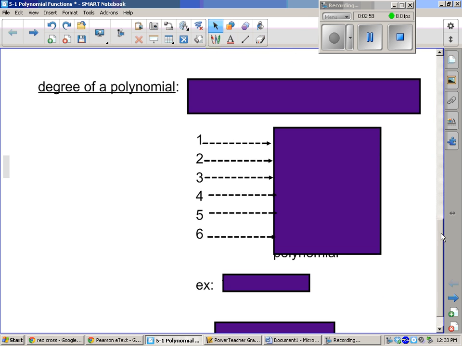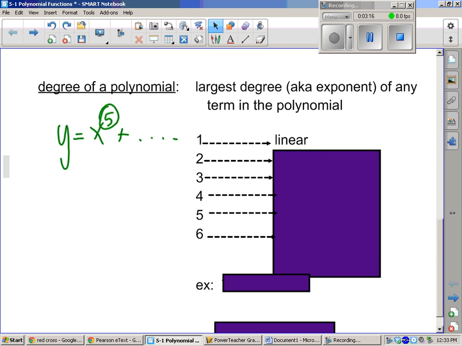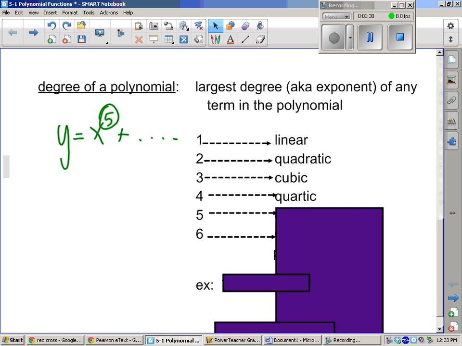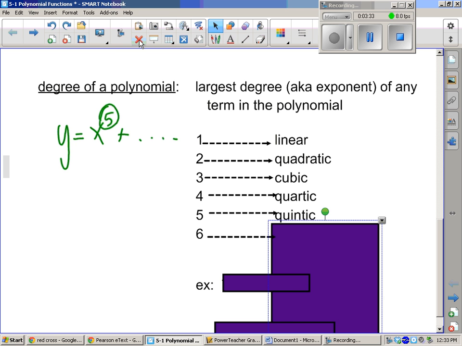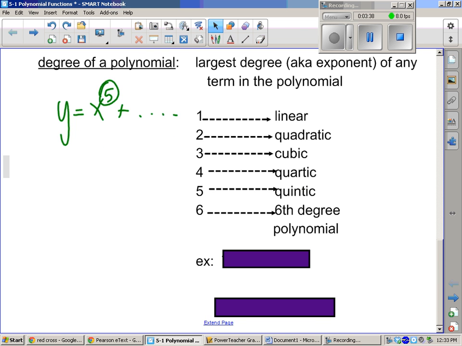The other way to name polynomials is by degree. Now, degree is basically the exponent. AKA means also known as. So, if we have x to the 5th, it's the 5th degree polynomial. So, here are some special names for them. Polynomials with just first degree, just plain old x, is a linear. With the second degree is quadratic, which we've done a lot of those, like parabola. Third degree is cubic. Fourth degree is quartic. Fifth degree is quintic. And sixth degree, we don't have any special names anymore. We just say 6th degree polynomial.